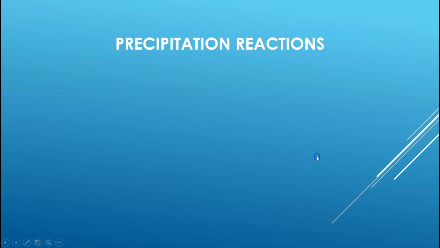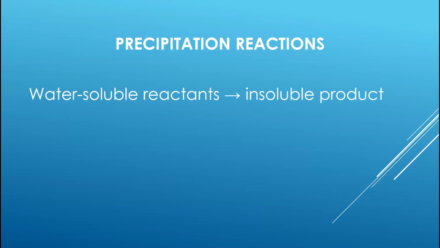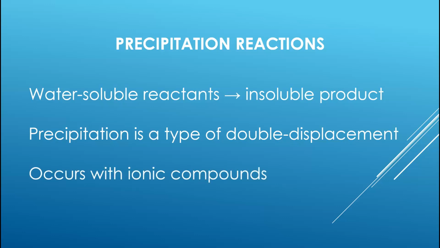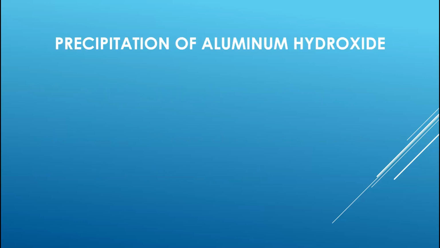What you've seen there are a couple of examples of a precipitation reaction, and a precipitation reaction in general is a reaction in which you have water-soluble reactants that when you mix them together give you an insoluble product. And this is a type of double displacement reaction, and it occurs with ionic compounds. So you mix two water-soluble ionic compounds and you get two products, one of which is water-soluble, but the other one is not, so it precipitates out of solution. So here we are making aluminum hydroxide.